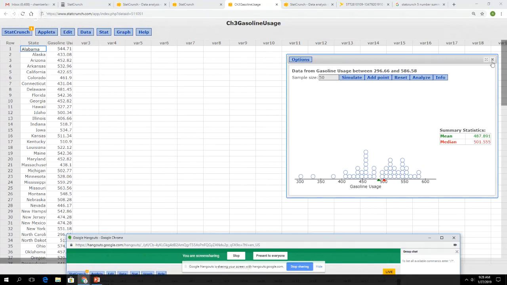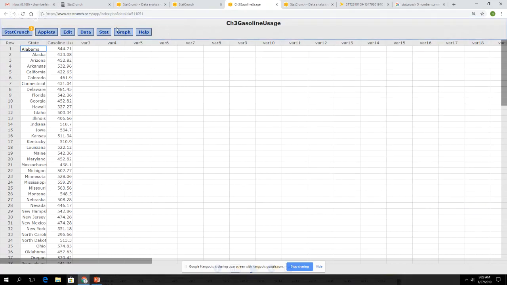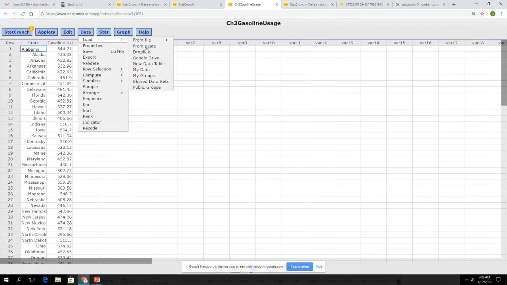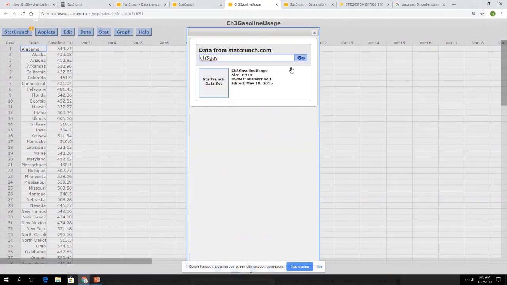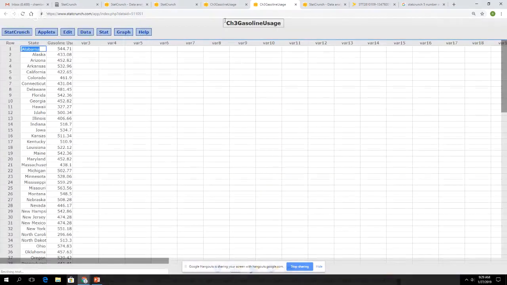I've got this gasoline data I pulled up in class the other day, and I got here by doing data, load, shared data sets, and then this data has to do with gas, and it's from chapter 3. So it's very simply CH3 gas. Boom, there it is. Susie Arnholt published it. That's the one we want. And it pops right open. I'll move back over here.